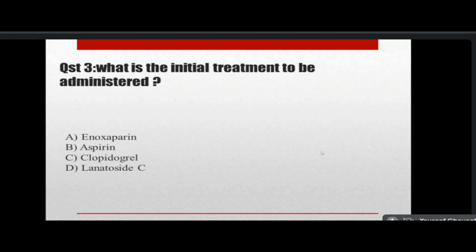Now we will move to the other question. The third question is, what is the initial treatment to be administered? Enoxaparin, aspirin, clopidogrel, or Lanatoside C? I will wait for your answers in the comments.